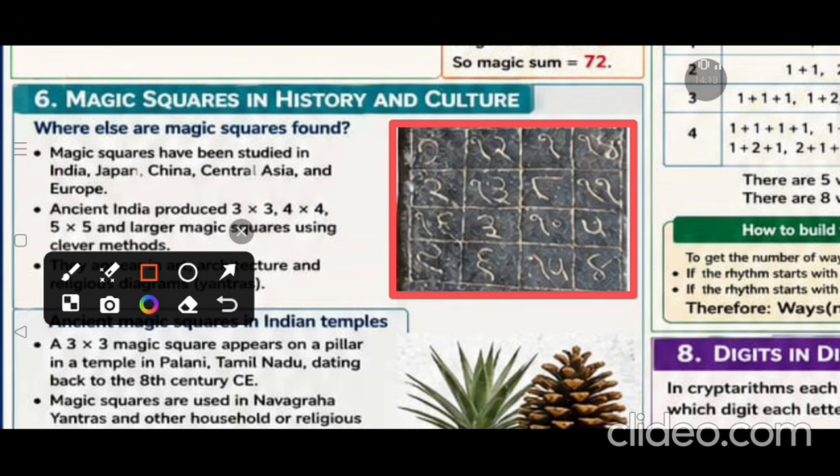Many places where such kind of numbers are written. So where else are magic squares found?